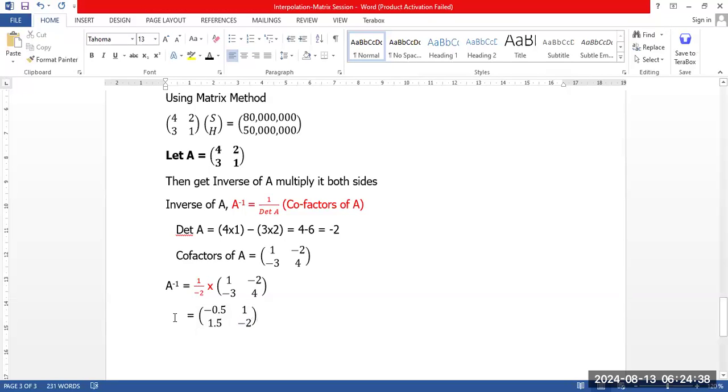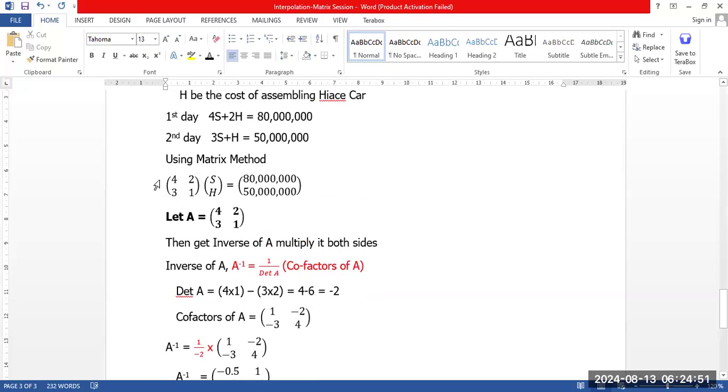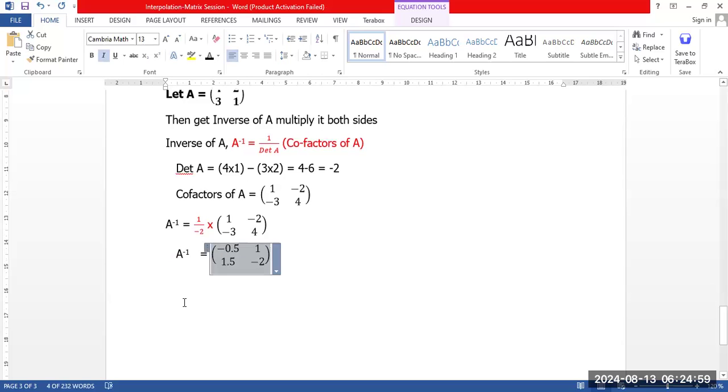So this is our inverse. We are going to multiply this inverse on both sides. Remember, this is your matrix. So this is the left side, this is the right side. You multiply this inverse on both sides. So I will get this.